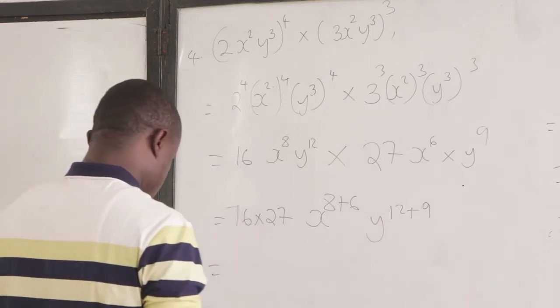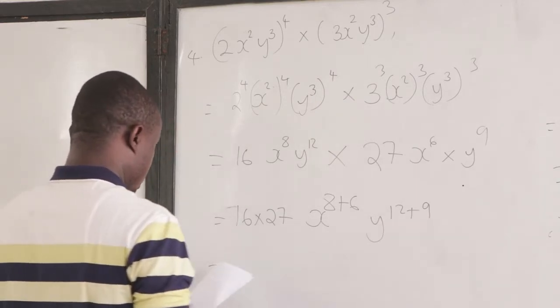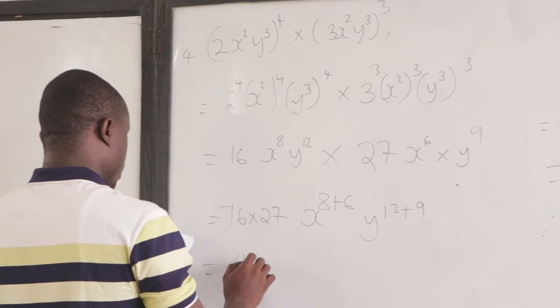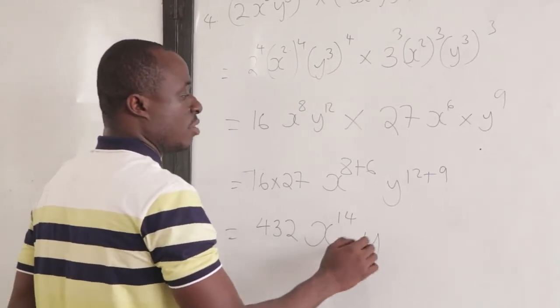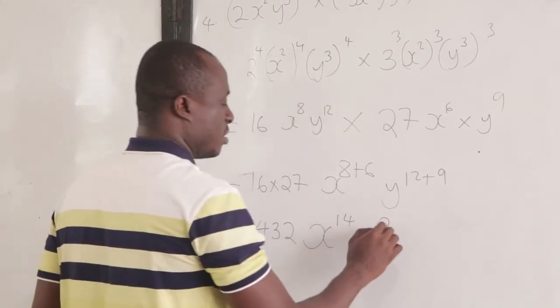Now what is 16 times 27? This is 432. And this is just x to the power 14, y to the power 21.